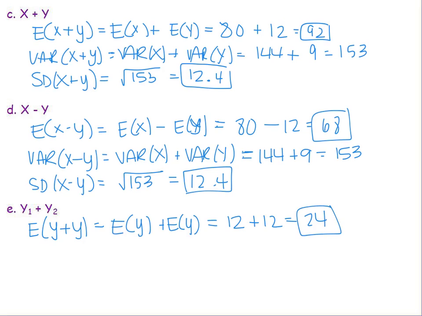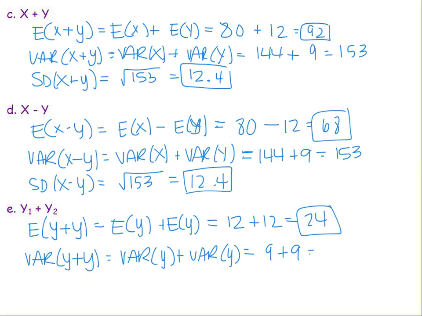And we're going to do the variance of y plus y. If you remember, variance with equation 6 is always addition. So variance of y plus the variance of y. Well, the variance for y, if you look back at your data table, is 9. So 9 plus 9 is 18. And we found that because we need the standard deviation of y plus y. And the square root of 18, rounded, is 4.2.